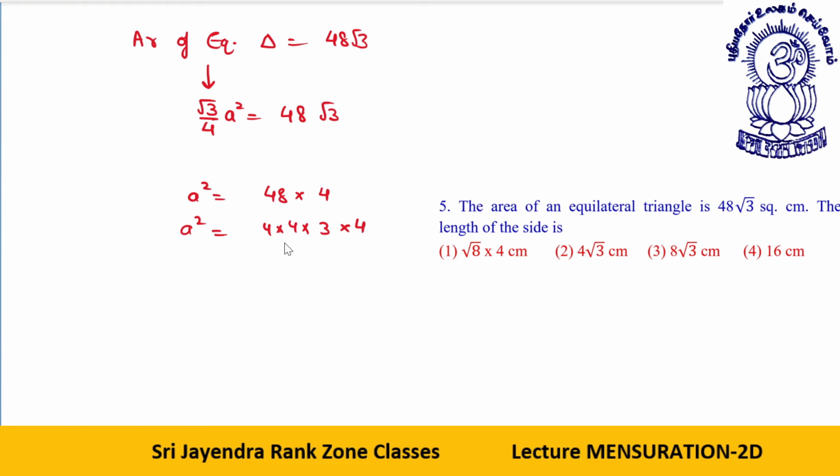See, dear students, A is under root, there are two fours, 4. 4 into 2, 8 root 3. This is your answer. Option 3 is your answer, okay?